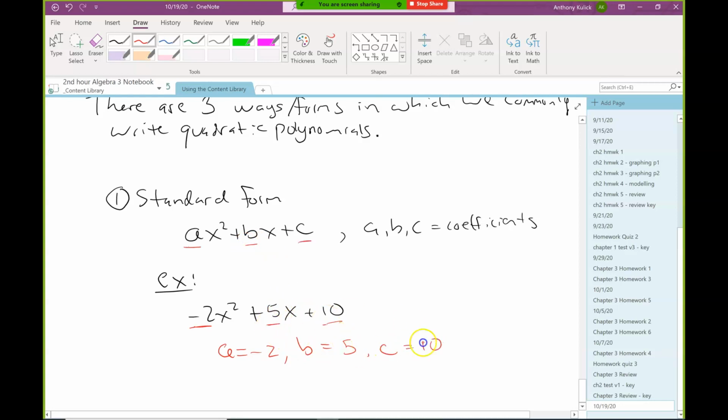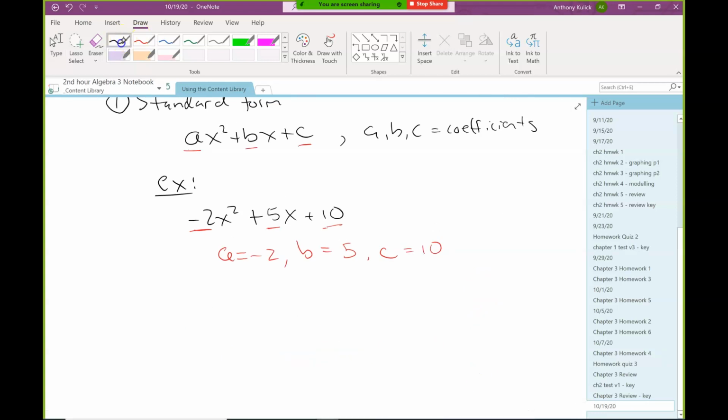So 10 minus 3x squared minus 7x. Is this written in standard form? No. What's wrong with it? The terms are in the wrong order, exactly right. So how would I need to write this so that it was in standard form? What's going to come first? Negative 3x squared, and then minus 7x plus 10. Everybody good with that?